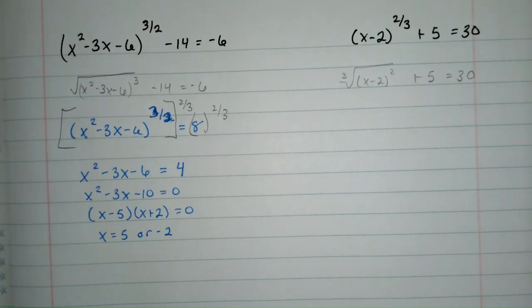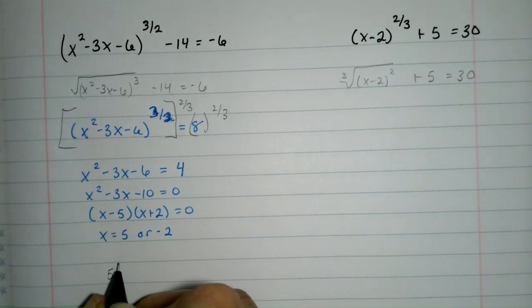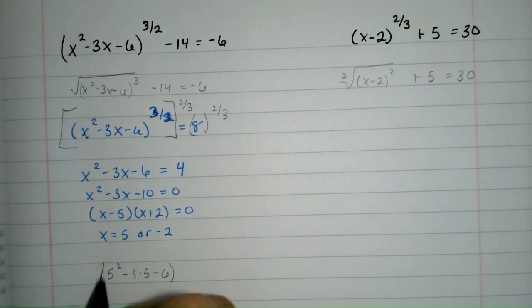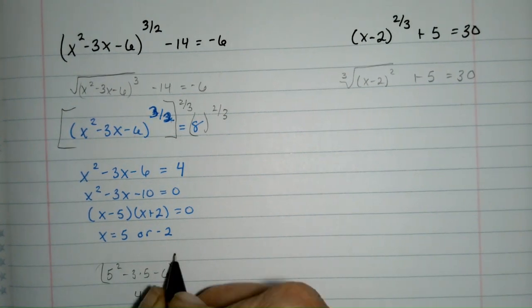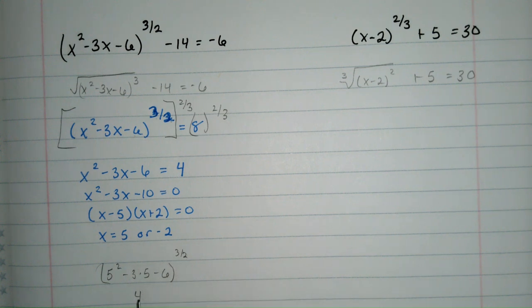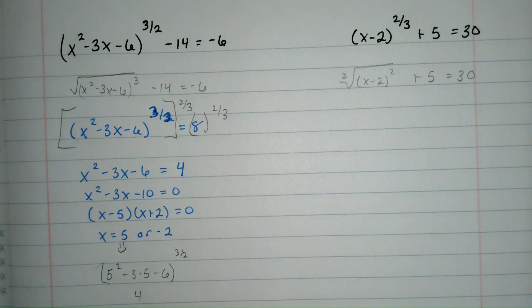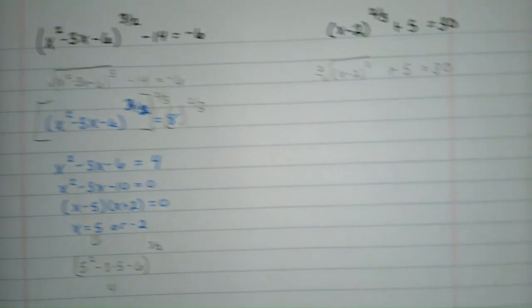Okay, let's check 5. 5 squared minus 3 times 5 minus 6. That's 25 minus 15 is 10, minus 6 is 4. And we've taken that to the 3/2 power. So 4 cubed is 64, square rooted is 8. And 8 minus 14 is negative 6. 5 worked. Okay? Or you could just type into a calculator.